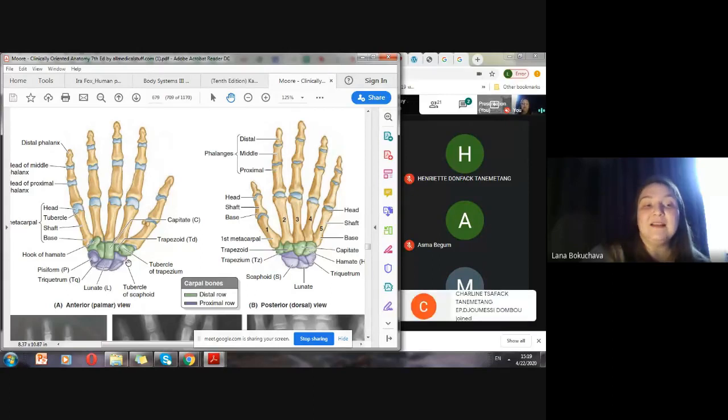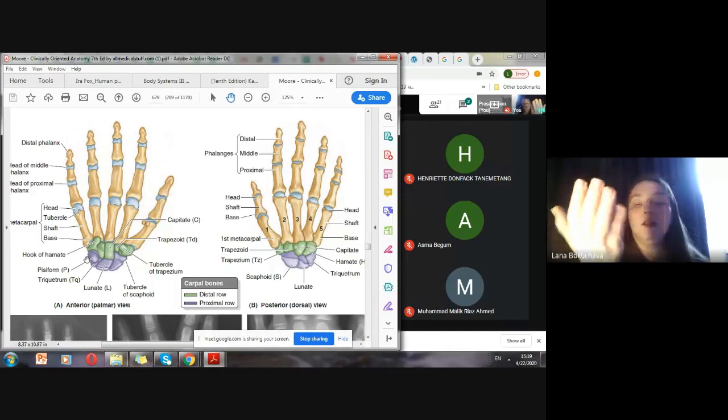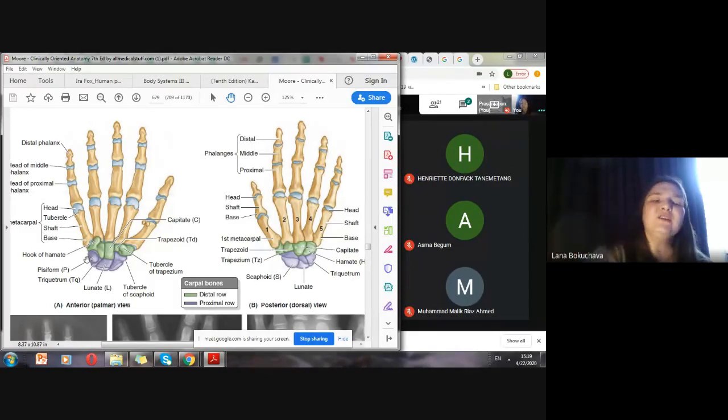Now, what are the representatives of that region, starting from more lateral towards the medial one. In the proximal row, we do have the scaphoid, as you can see here. We do have the lunate, the triquetrum, and on the triquetrum, from the palmar surface, we do have one of the smallest irregular bones, which we call the pisiform.